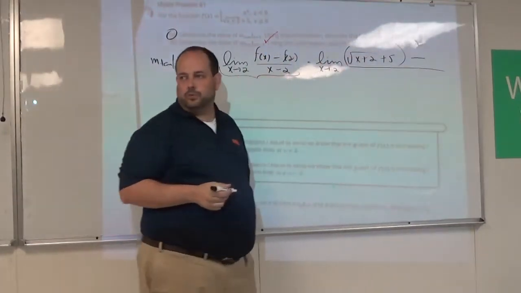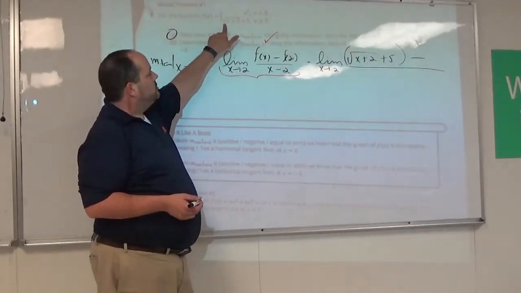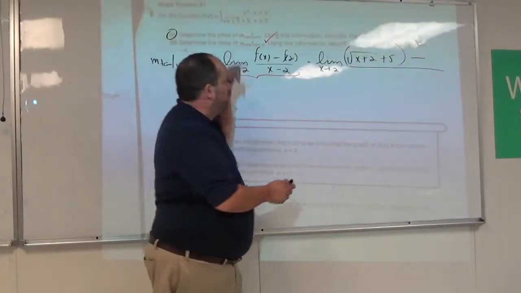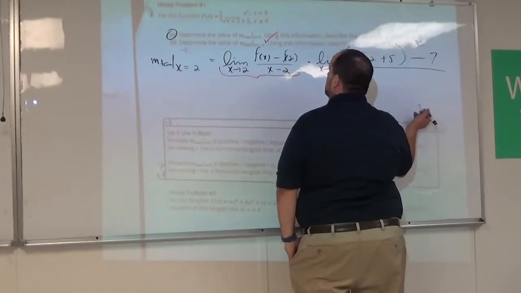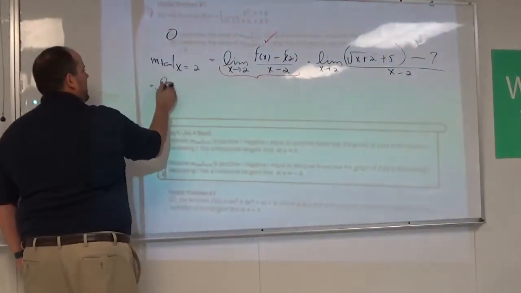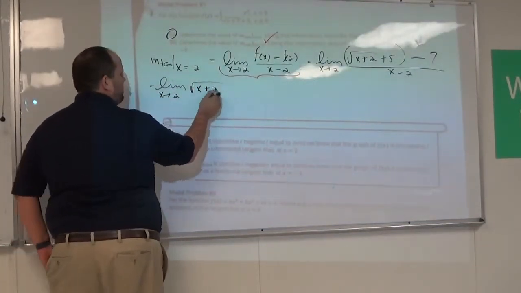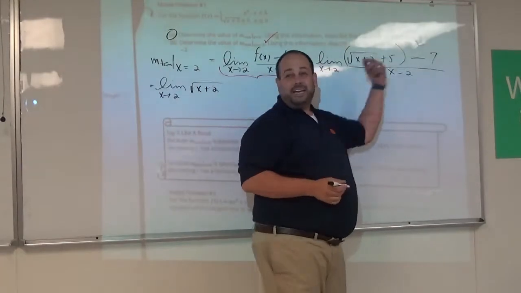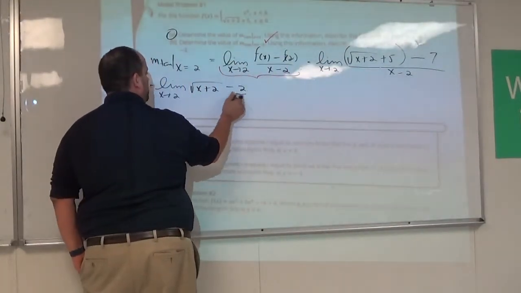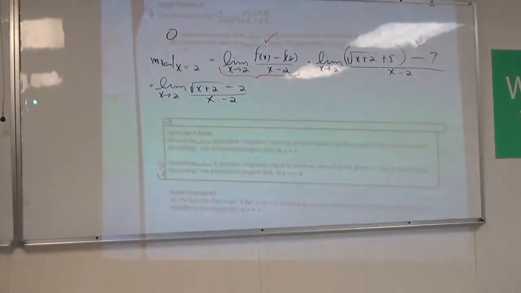Minus, now I need f of 2. F of 2, you're going to plug in 2 here. 2 plus 2 is 4, square root of 4 is 2, 2 plus 5 is 7, over x minus 2. Alright, limit as x approaches 2, square root of x plus 2, plus 5 minus 7, let's make life a little bit easier. 3. How about 2, Carlos? Over x minus 2. Great. Carlos is frozen for a little bit. Need somebody else. What are we going to do?